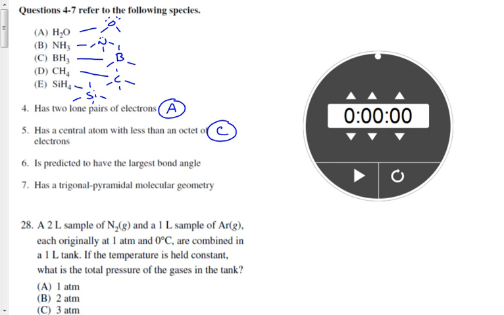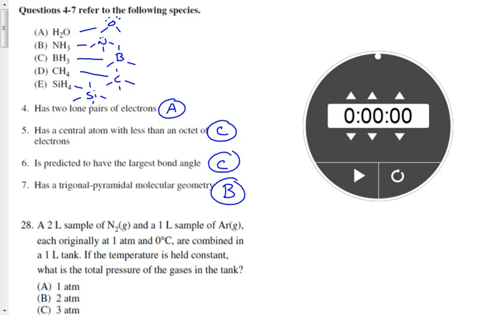And 7 has a trigonal pyramidal molecular geometry. Which one? B. B, not A. B. Okay, I love those. Those usually are kind of, I know them or I don't, but usually we know them. I've hardly seen any problem where you're just guessing constantly. So hopefully we get a few of those.